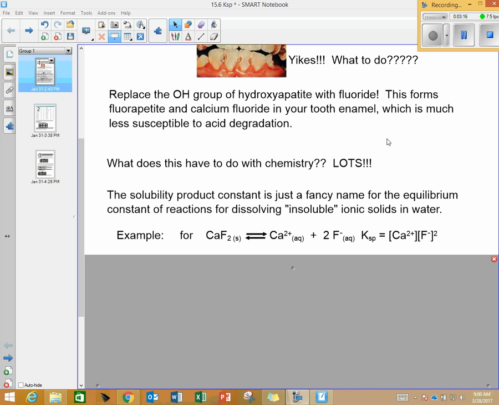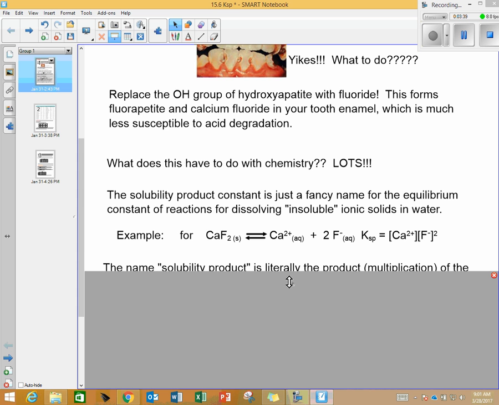Okay, back to chemistry. So where were we? Let's see, we're talking about the KSP. Oh, I was asking, why don't I have CaF2 in the denominator? Because normally the K's are products over reactants. Why is the CaF2 not showing up here? Because, that's right, it's a solid. We don't have solids in the K.